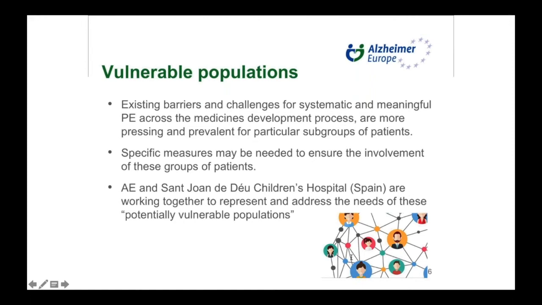It is with this in mind that Alzheimer Europe, together with San Juan de Dios in Spain, are working together in PARADIGM to try to understand better and address the needs of what we call the potentially vulnerable populations. In our case, Alzheimer Europe is looking in more detail at people with dementia, and San Joan de Déu, Begoña will be speaking after me, is looking more at the needs and circumstances of children and young people. Next, please.